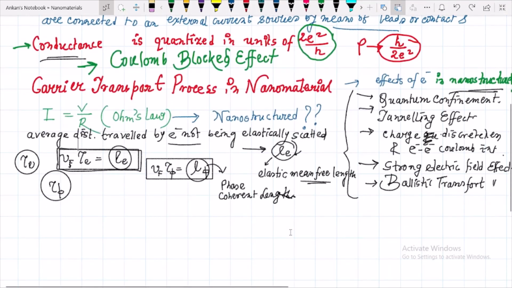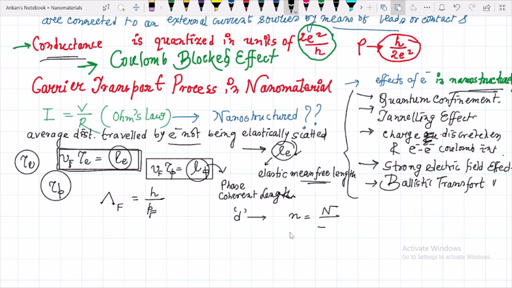Now we know that if lambda_F is the Fermi wavelength of the electron, then, according to the de Broglie hypothesis, it is equal to h divided by the Fermi momentum. Now again, for the general case of a d-dimensional structure, the number density n will be equal to some N divided by L^d.